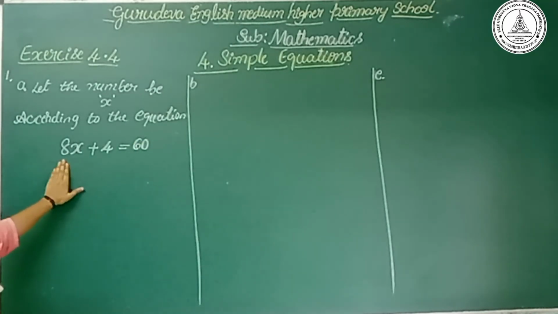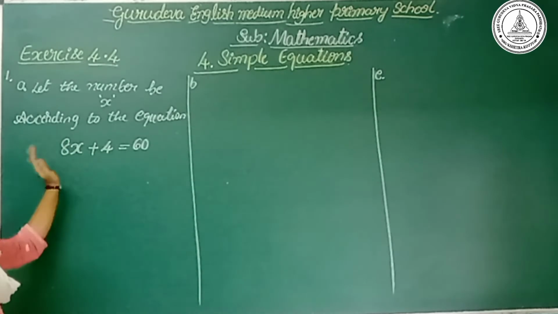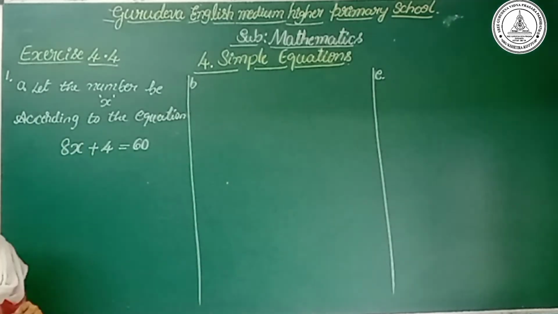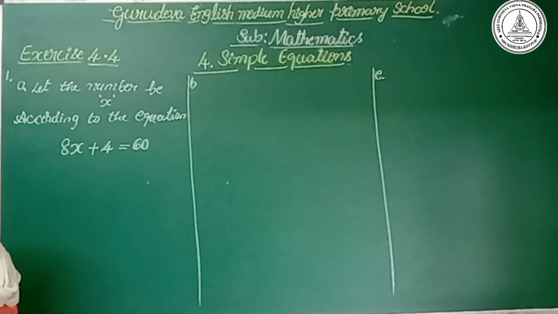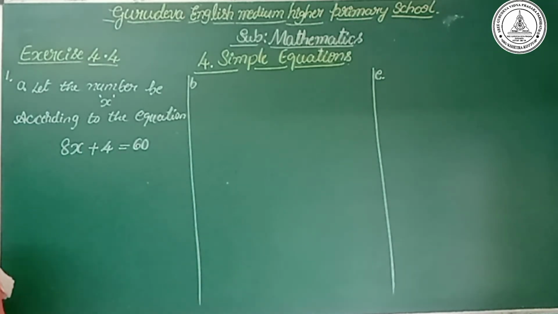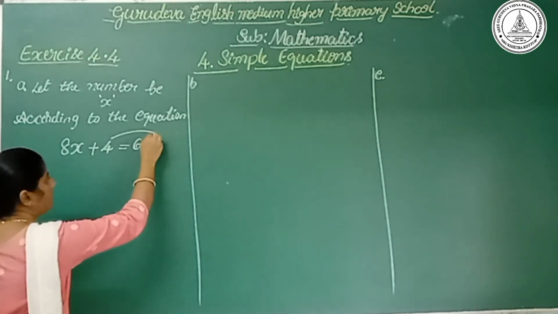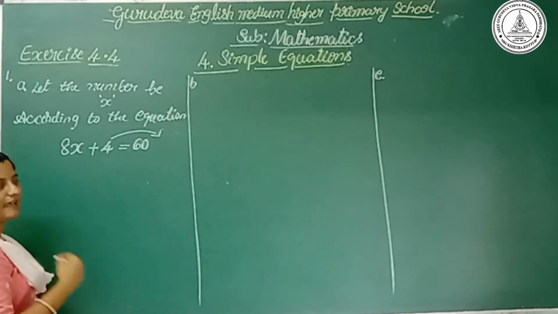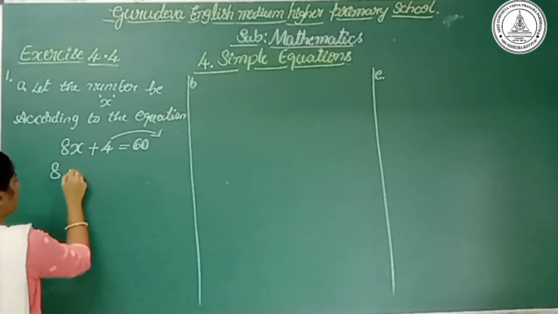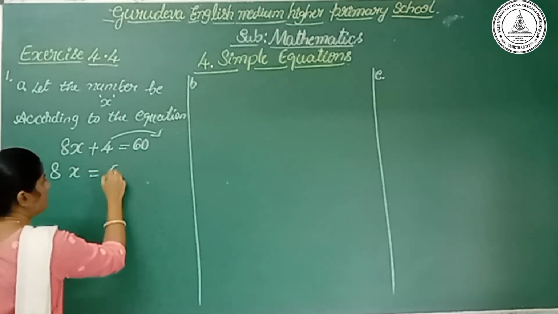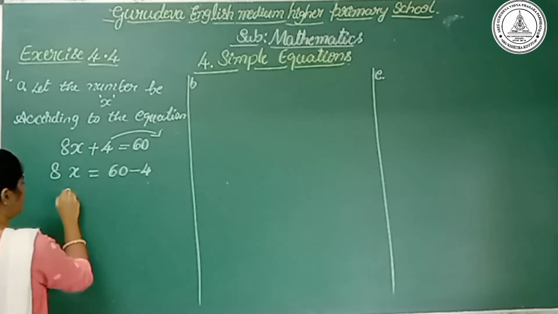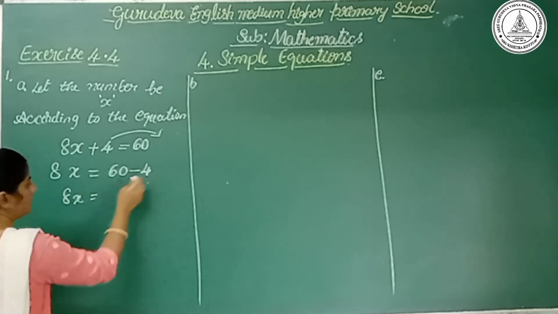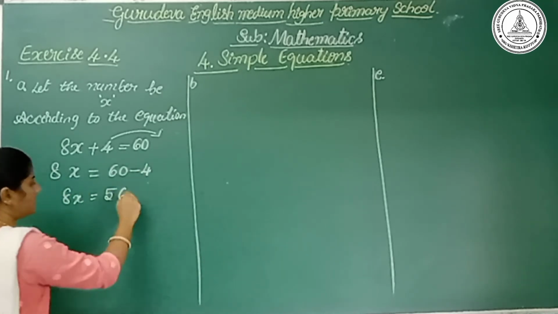Then let's find the value of x here, which means we are going to solve this equation. You may use the transposing method and also the separating the variable method. First I will use the transposing method. I will transpose 4 to the right hand side. Then 8x is equal to 60 minus 4, which is 56.